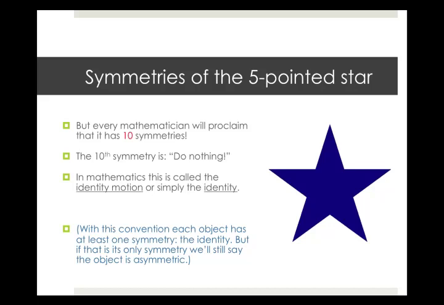Often students want to say, oh, well, rotating by 360 degrees is a symmetry of this object. And of course they are right, but that's not the canonical way that we list that symmetry because it's equivalent to doing nothing. So we count it when we count the identity. Notice, by the way, with this convention, every object has at least one symmetry. But if that's its only symmetry, we'll continue to say that the object is asymmetric.